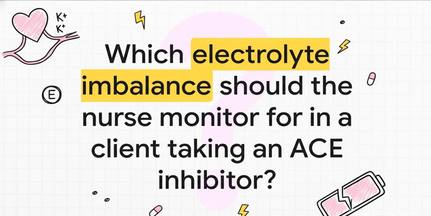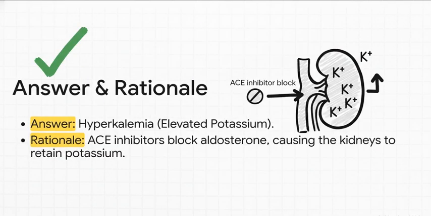Question 2 is up. Which electrolyte imbalance should the nurse monitor for in a client taking an ACE inhibitor? Think about our mnemonic. What does the E in ACE stand for? And you got it. It's hyperkalemia, or elevated potassium. See, by blocking angiotensin II, these drugs also reduce aldosterone levels. When there's less aldosterone, the kidneys get rid of sodium and water, but they hold on to or retain potassium.